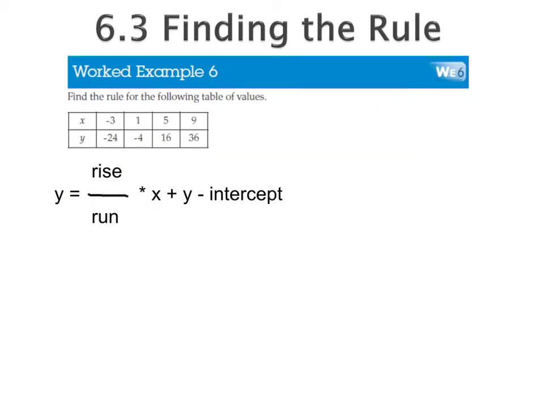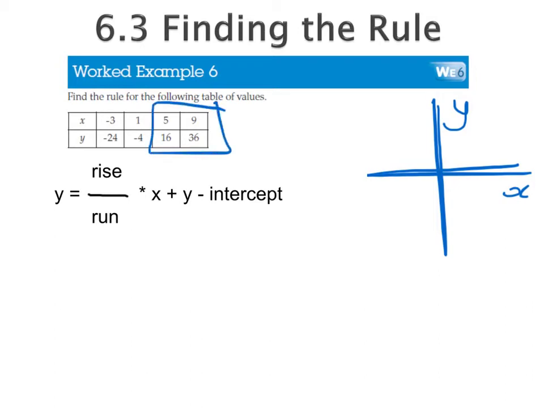For this question, I'm asked to find the rule for the following table of values. I'm going to teach you another way to do that, and we use this formula here: rise over run times by x plus the y-intercept. If we think about a graph, the rise is our up and down, which is our y-axis, and our run is the x-axis, which goes across. From there you want to choose 2 numbers. In this instance we're going to choose these 2.